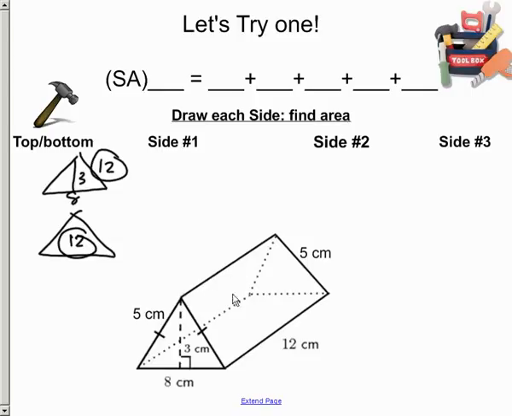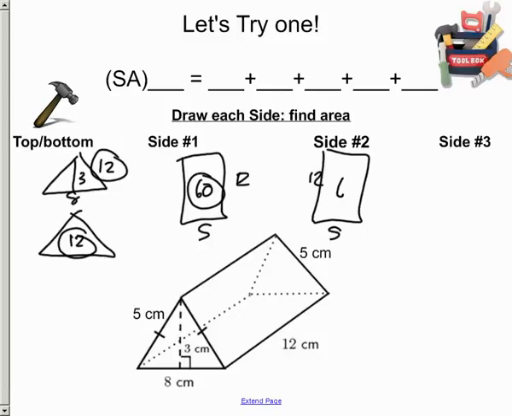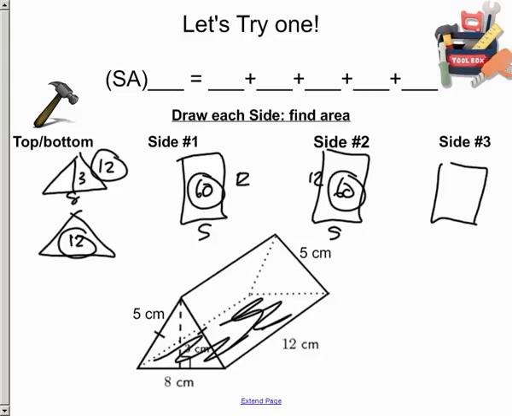All right, let's try this side right here. Side 1 is 12 by 5. So we'll just do 12 by 5. 5 times 12 is 60. So there's that area. Now let's do this rectangle over here. This is also 12 by 5, so that is the same. So that area is 60. And now side 3 is the bottom. That rectangle is 8 by 12. You can see that right here. So we'll do 12 times 8 equals 96.